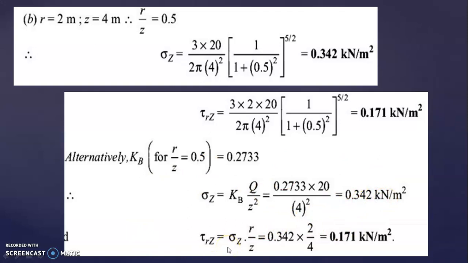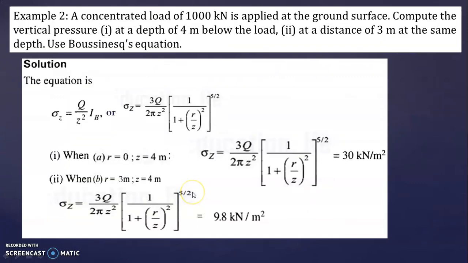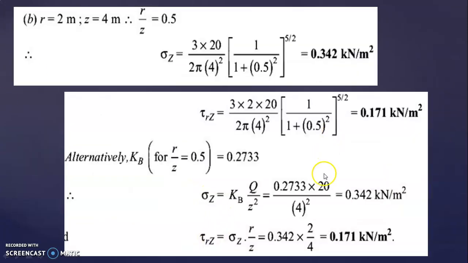Similarly, for shear stress, you have to use this formula, or you can use this formula also, that is tau r z is equal to sigma z into r divided by z. So any formula you can use to find horizontal shear stress. Okay, so you get 0.17 kilonewton per meter square. Like this, you can find what is the vertical stress exactly under the load, and also at a distance of 2 meters from the axis of the load.